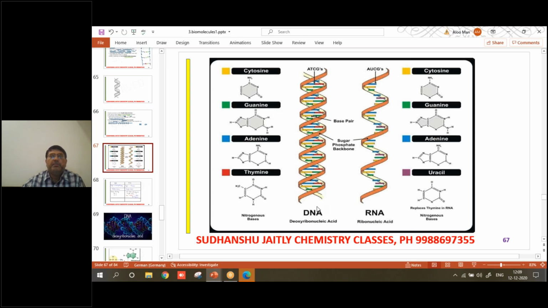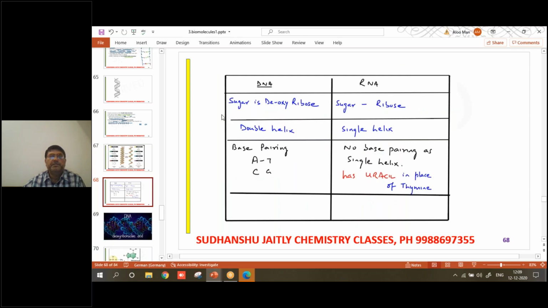Notice DNA double helix, RNA single helix. ATCG, AUCG, the deoxyribose and ribose. That will be the difference. Important: it is deoxyribose sugar, and the other sugar is ribose. You should know the structure, we have drawn it. It is double helix, it is single helix. Base pairing, no base pairing.